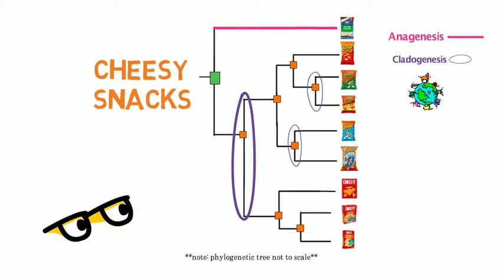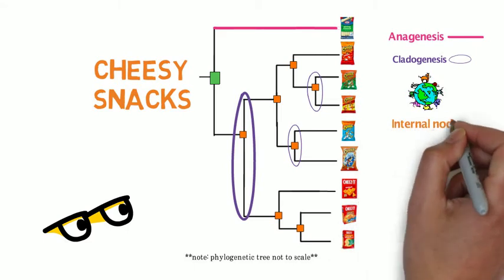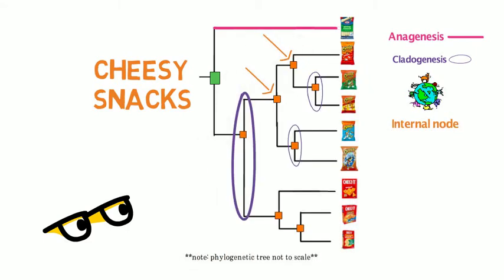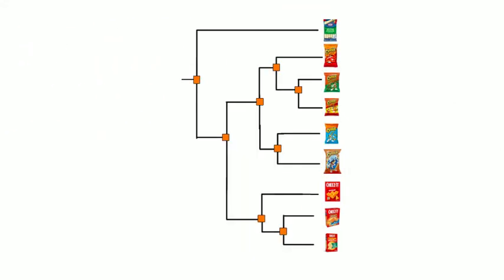Looking at this overview, the internal nodes are represented by orange squares. The internal nodes represent the common ancestor that existed before divergence. The green square is the root of the tree, which represents a common ancestor to all of the other nodes on the tree. Now let's go take a more in-depth look at the tree.